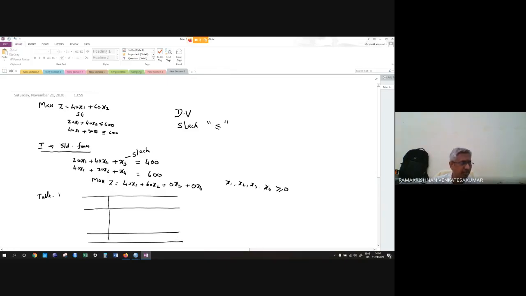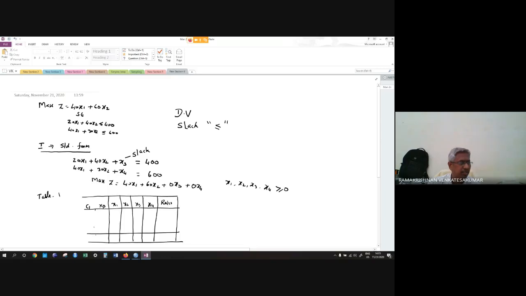With the left hand side, whatever be the information, I'm going to keep it. So my x1 column, my x2 column, my x3 column, my x4 column, and some calculations which I am going to do, I call it a ratio. In table 1, I am organizing the data in the problem and converting it into table format. On the left hand side, the new variable which is added, I gave a name called XB, the decision basis.